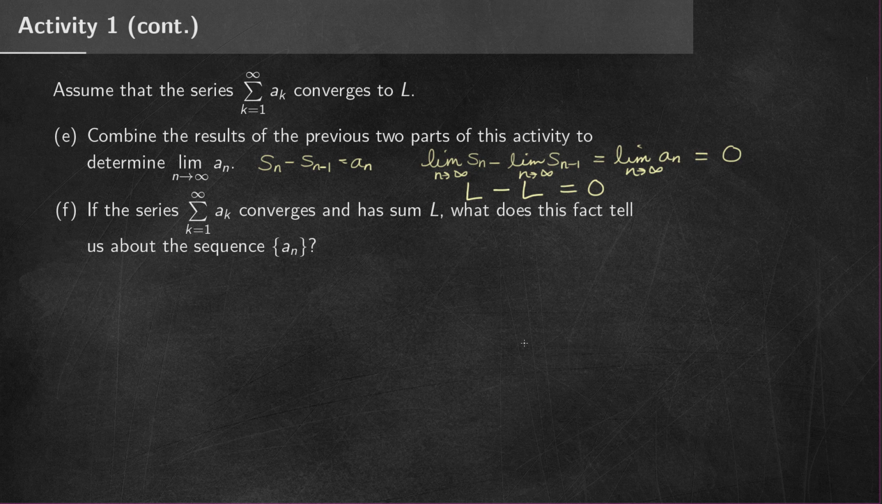If the series, the sum of a sub k from k equals 1 to infinity, converges and has a sum of L, what does this fact tell us about the sequence for a sub n? Well, since the limit of a sub n as n approaches infinity equals 0, we can say that the sequence converges to 0.